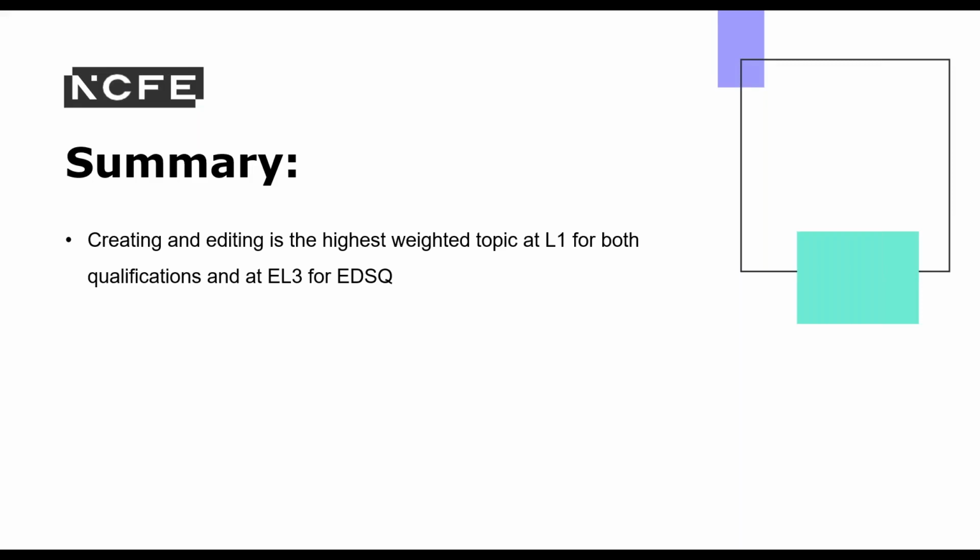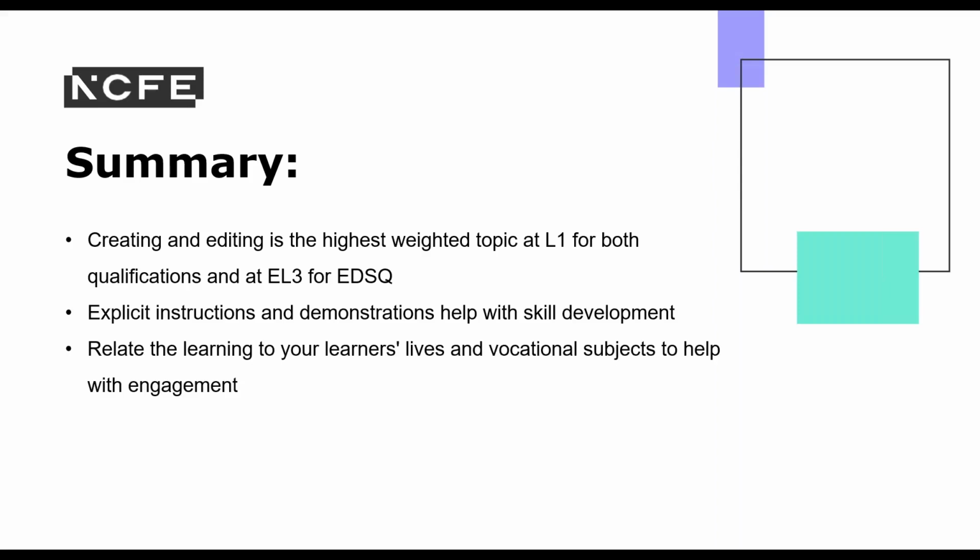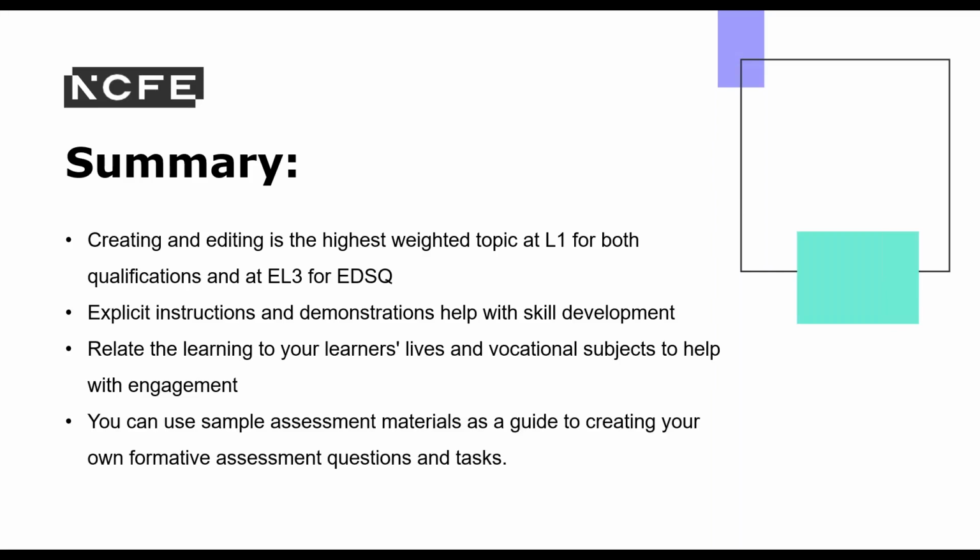Right, so moving on to the summary. Creating and editing is the highest weighted topic at level 1 for both qualifications, so both for the digital functional skills and the essential skills. At entry level 3, it is the highest weighted for the essential digital skills. Explicit instructions and demonstrations help with skill development. You can relate your learning to your learners' lives and vocational subjects to help with engagement. And you can use sample assessment materials as a guide to creating your own format of assessments and questions and tasks.